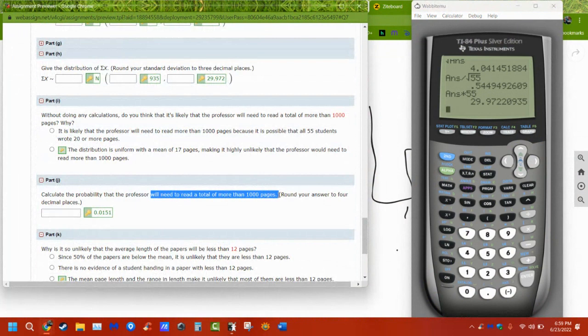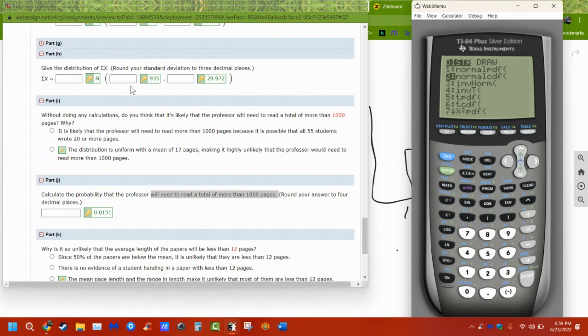And the last one down. Now we're just finding the area under the curve. We're just finding our distribution. We're just doing our normal CDF with these numbers. So we go from our lower bound, we want more than 1,000 pages. So this is 1,000 to infinity and beyond, with our mean of 935 and our standard deviation of 29.972. And we find this is the probability of getting a value of more than 1,000 pages. Okay. Thank you. Okay. Yep.